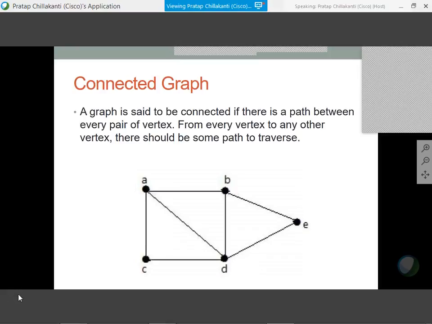A graph is connected if there's a path between every pair of vertices. Here is an example of a connected graph where you can see that there's a path between every pair of vertices, meaning from every vertex, I should be able to go to any other vertex. The path doesn't have to be unique. It can be any path.